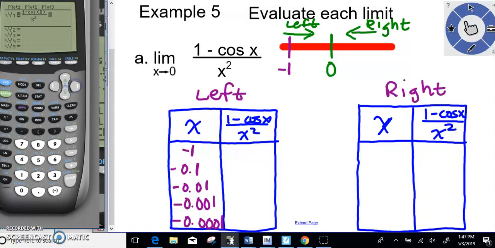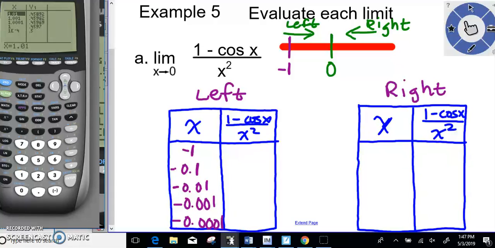All right, we're now going to go to the table. But first, we need to make sure that our independent is on ask. So we do second window, which takes us to this page, and we come down and make sure our independent is on ask. That's what we're looking for. So we turn it over, hit enter, and make sure it's highlighted. Then we go to second graph, to the table, and we're going to put these numbers in.